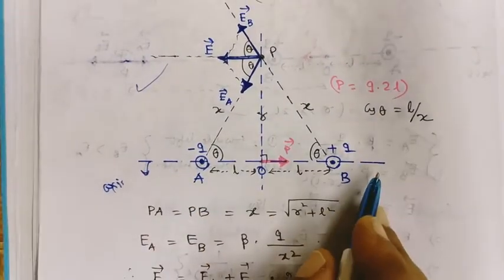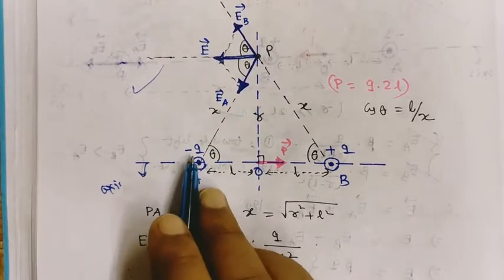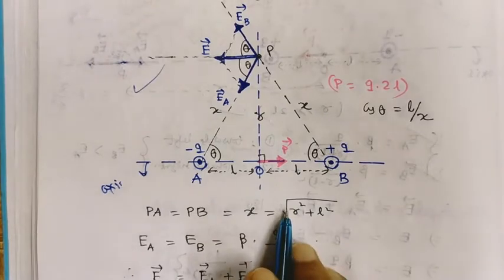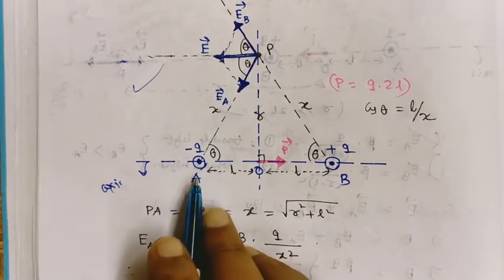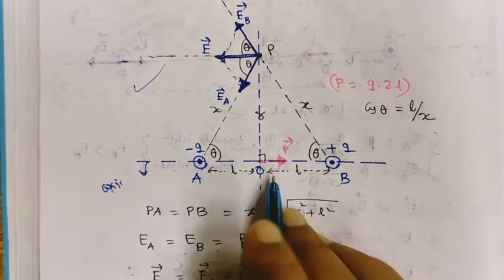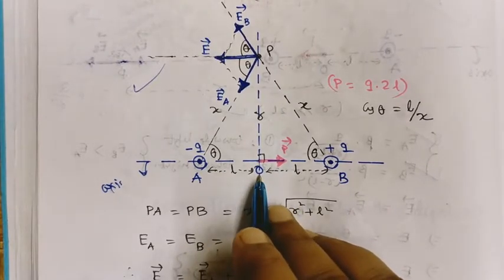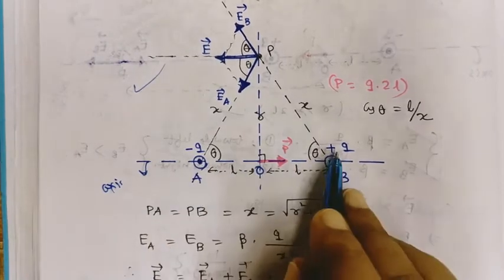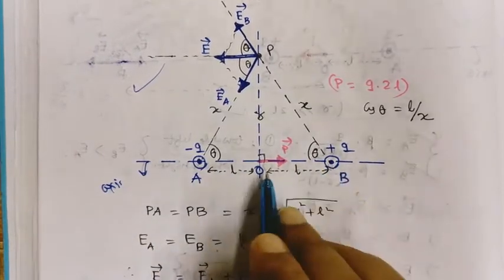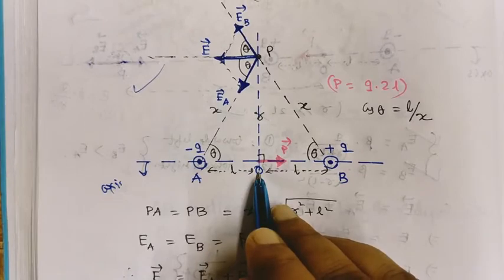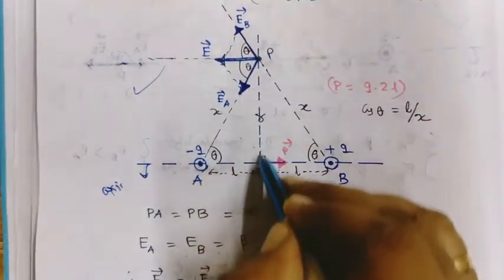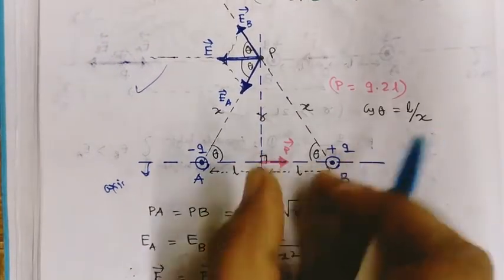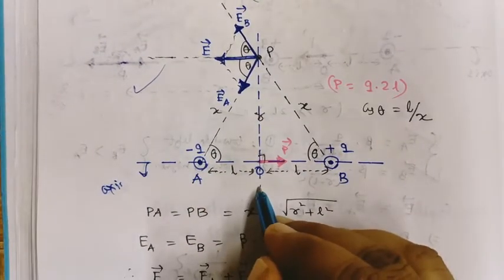First draw the axis. There are 2 points marked here, very clearly: minus Q and plus Q. Names are A and B. Center position is O. Dipole moment is the P vector. Negative charge to positive charge is along the axis. O is the center of the dipole. This is the perpendicular bisector position. This is 90 degrees. Bisector means this one is the same as this one. And this is also known as the equatorial position.